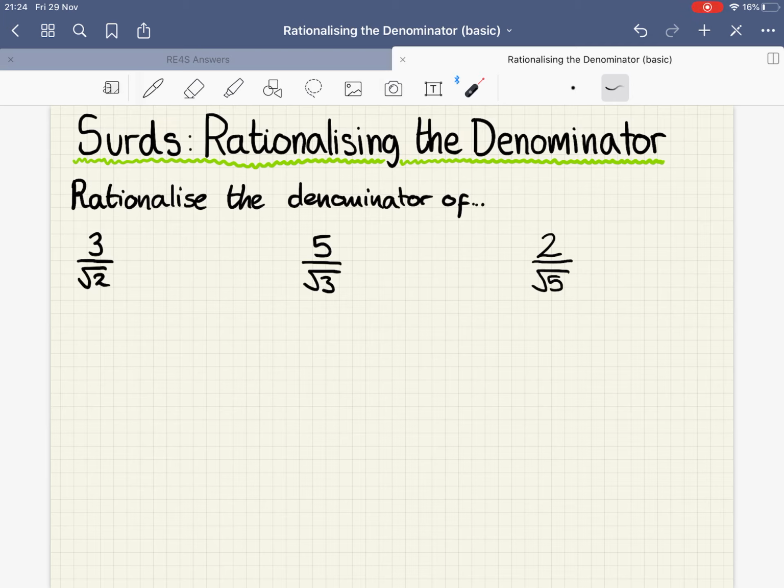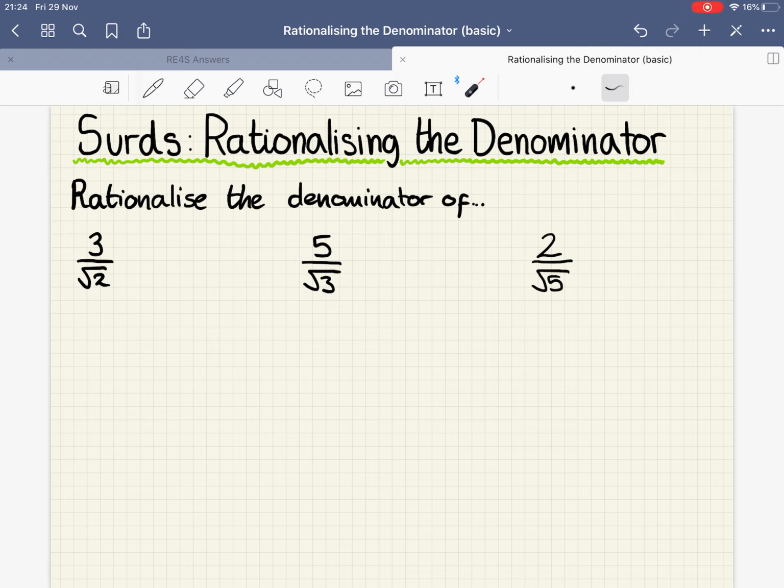Okay, so we're going to do a bit of rationalising the denominator. We're just going to look at some basic questions in this video, and in the next video there'll be some more complex questions. So for these, it's always going to ask you to rationalise the denominator of, and in our first example we have 3 over root 2.